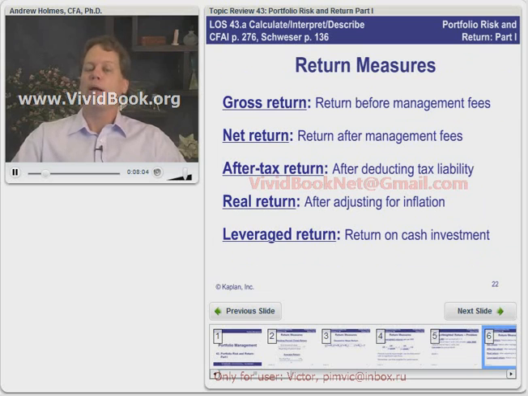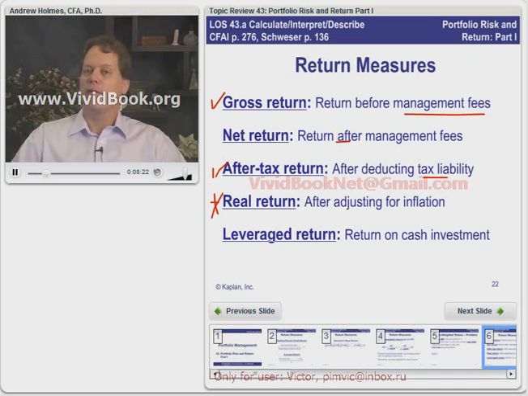Okay, what about other return measures? We can think gross returns, though that's before management fees. Net return, of course, is after management fees. Taxes, the government's going to be in there with all 4 feet, so if we account for our tax liability. Real return is when we're going to adjust for inflation. I want you to pay particular attention to that one.